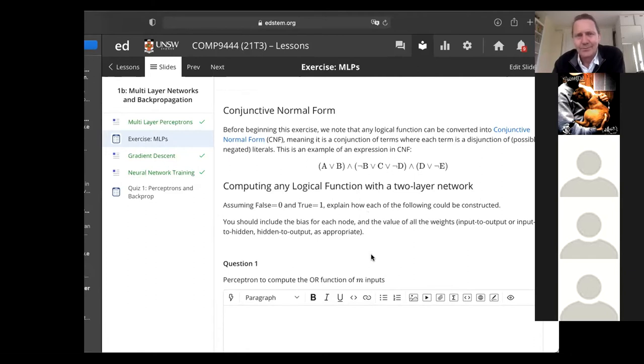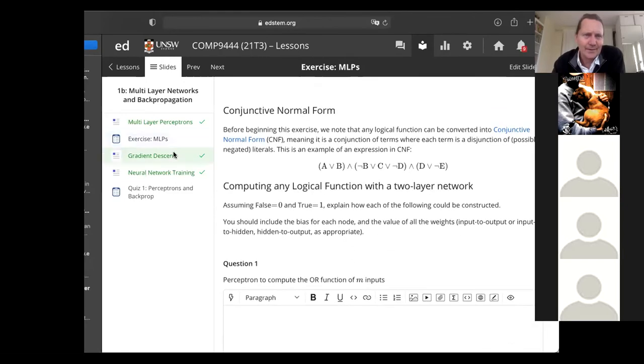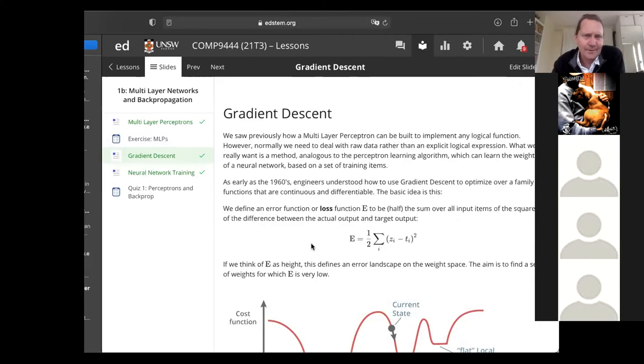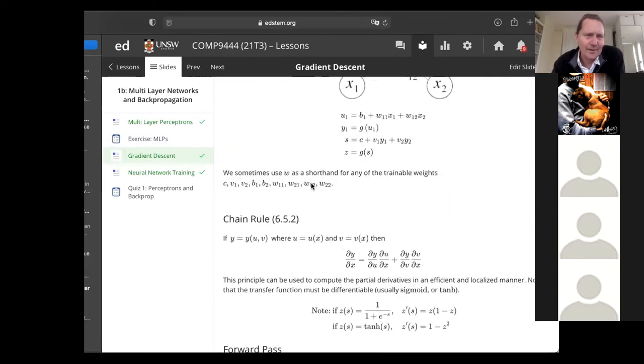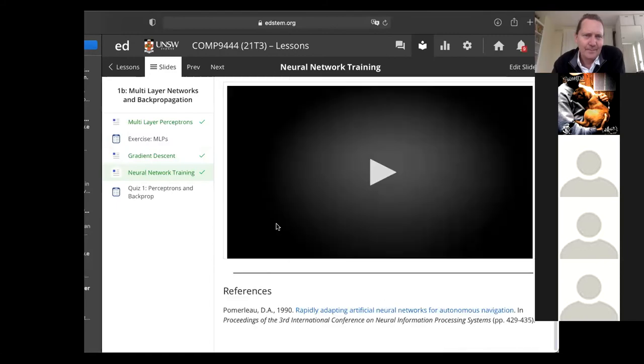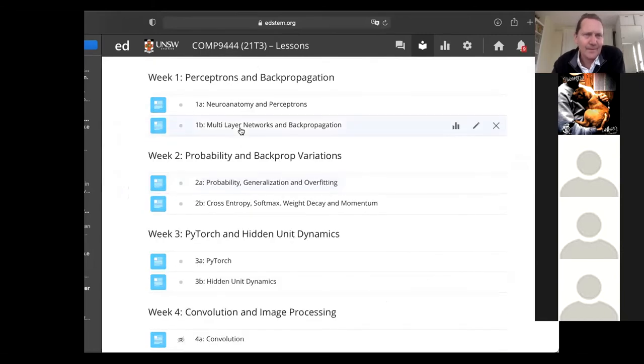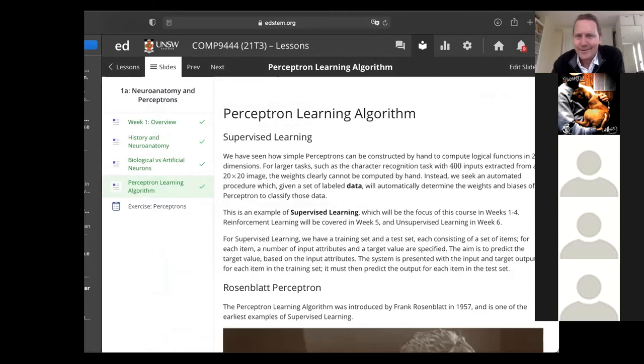implement that logical function. There is a procedure that converts any logical expression into what's called conjunctive normal form. And once it's in conjunctive normal form, you can build up a two-layer neural network. So have a go at this exercise because that's quite edifying. And then we'll look at gradient descent and backpropagation and a few other related issues. So that'll be for tomorrow.